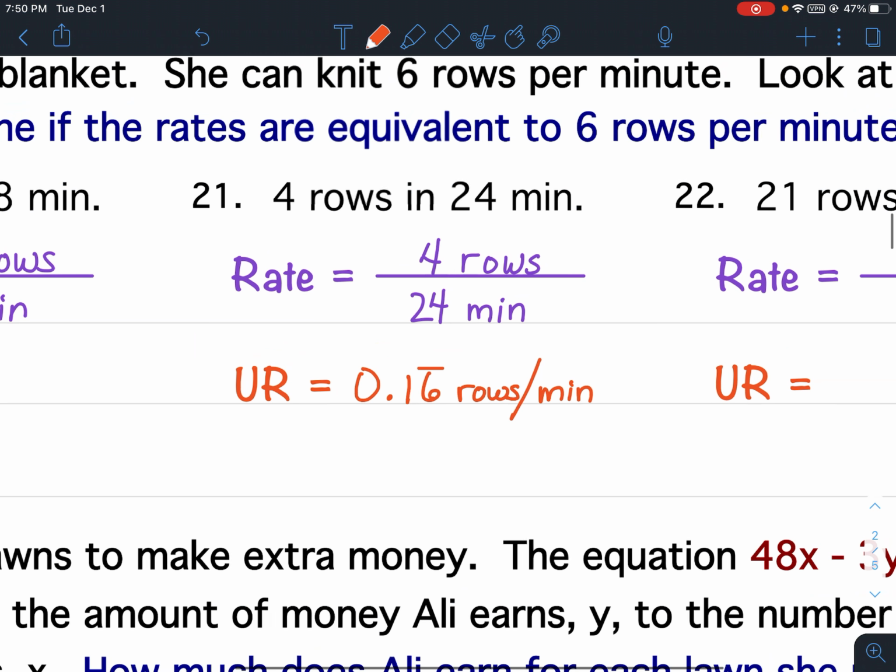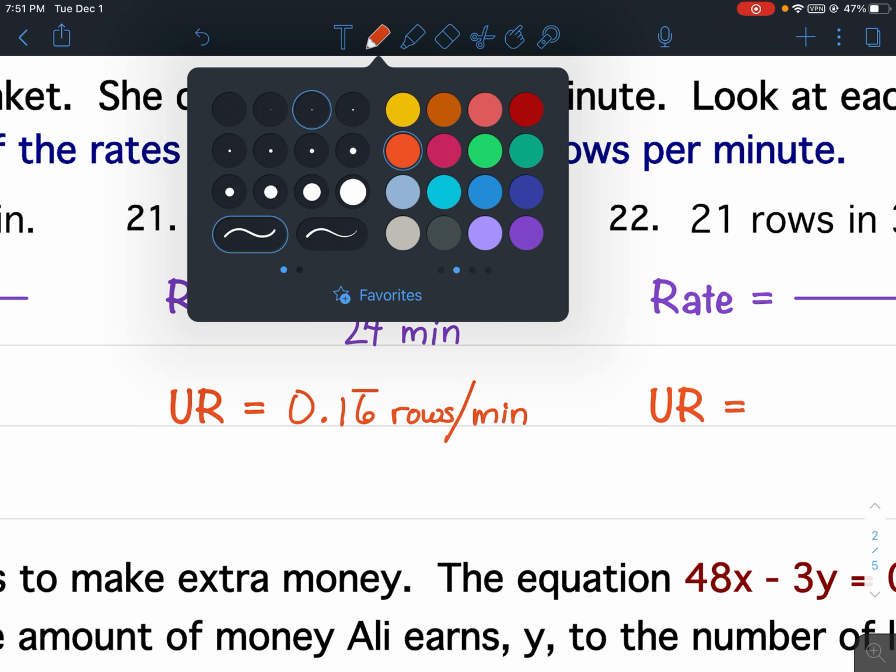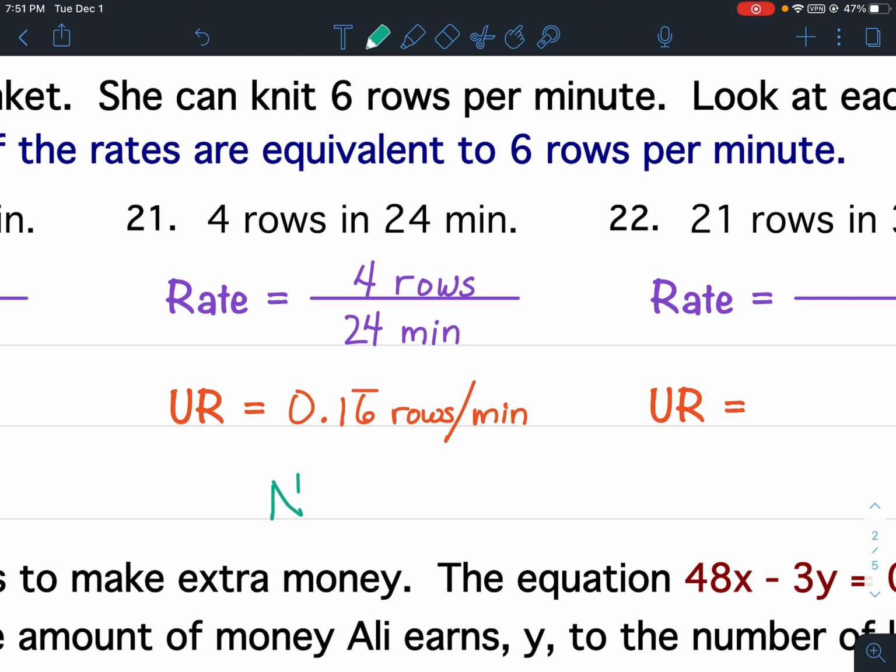So for this one, I found that the unit rate is not even 1 whole row per minute. It's just 0.16, and the 6 is repeating, of a row. Because this isn't even a full row per minute, I did not get the number 6. So my answer to this problem would be no. The unit rates are not equivalent. If I divide it out and get a 6, my answer will be yes.